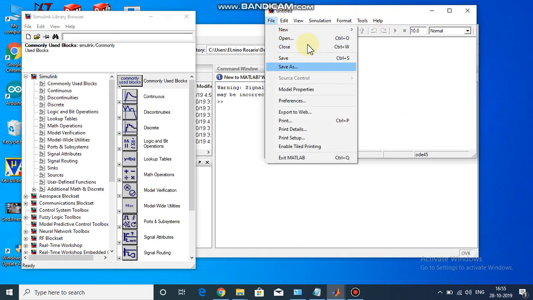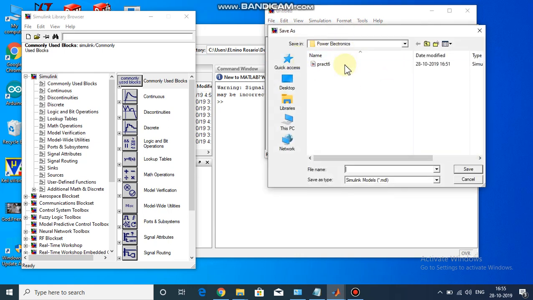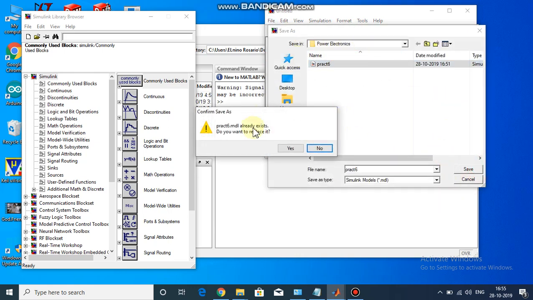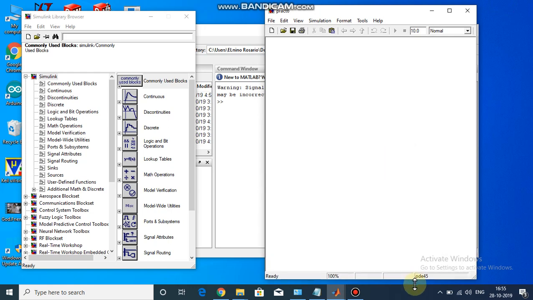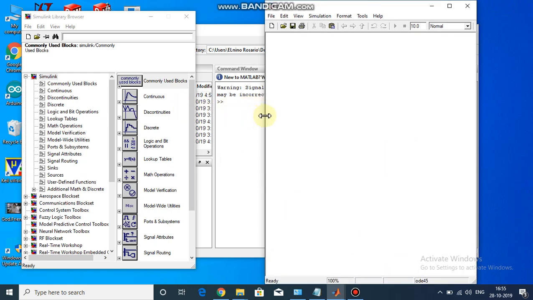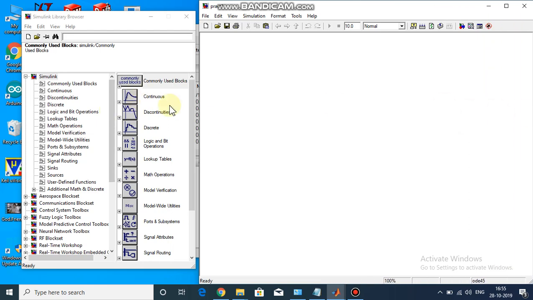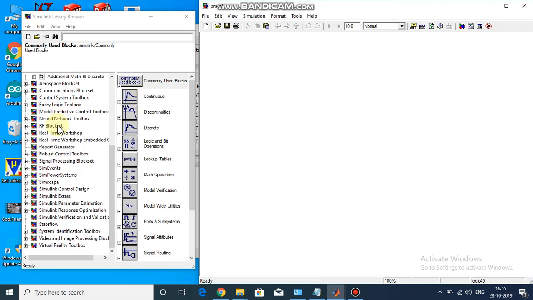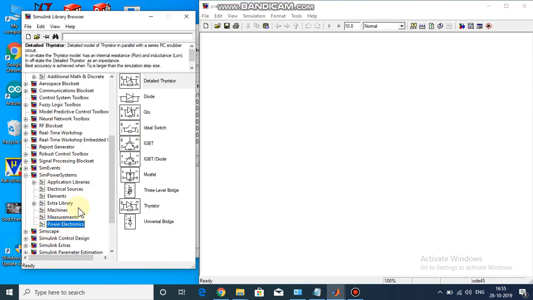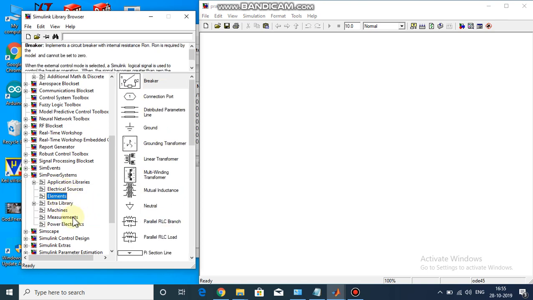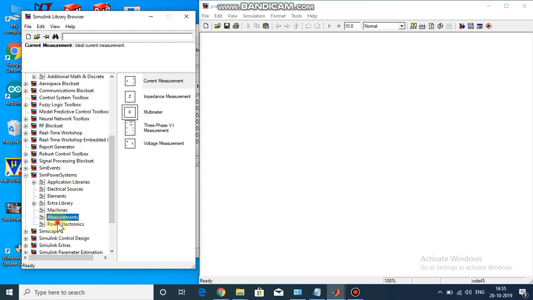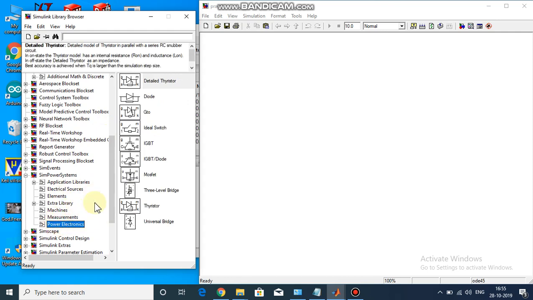First thing we'll do is save this model. I'm saving it as practical 6. Make sure that you have your library icon beside you for quick access. Okay, so most of the blocks that we will require for today would be in Sim Power Systems under power electronics or elements or measurements, and that's what we'll be using. So let's start with Class C commutation circuit.